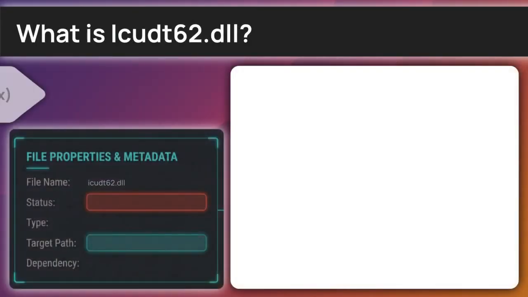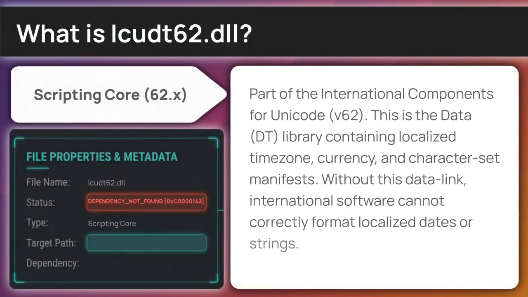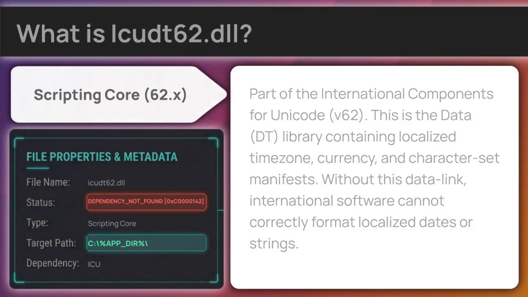This is the icudt62, part of the International Components for Unicode v62. This is the data DT library containing localized timezone, currency, and character set manifests. Without this data link, international software cannot correctly format localized dates or strings. Now that you know how the file works, let's focus on the how and fix the issue.